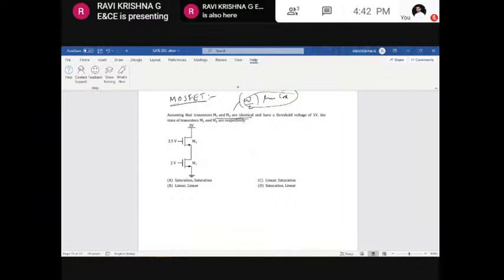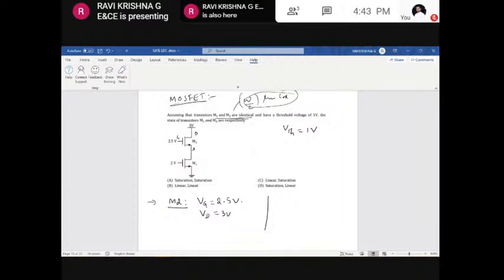It is given that the threshold voltage is 1 volt, and we need to identify the state of the transistors, which means in which operating region M1 and M2 are operating. Here, for transistor M2, the gate voltage is 2.5 volts and the drain voltage is 3 volts. This is the drain, this is the source, and this is the gate for this particular M2 transistor. So the drain of this transistor is 3 volts.